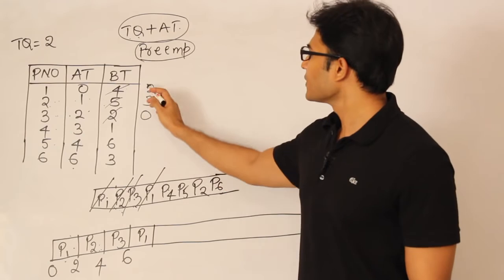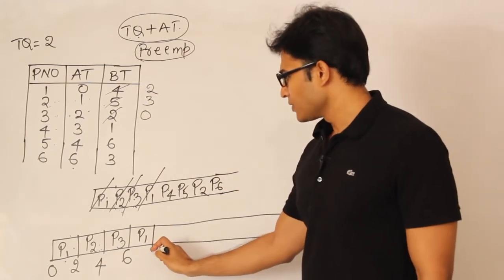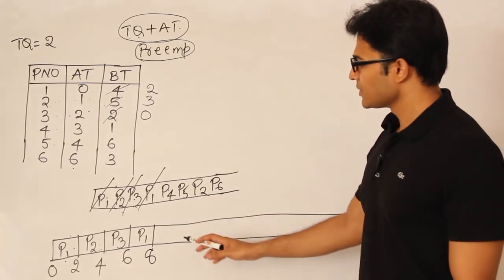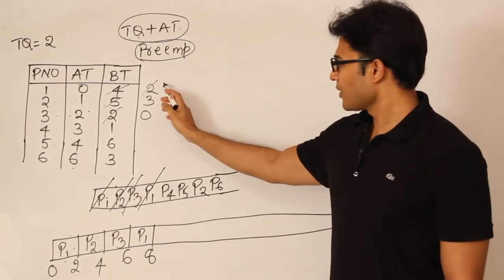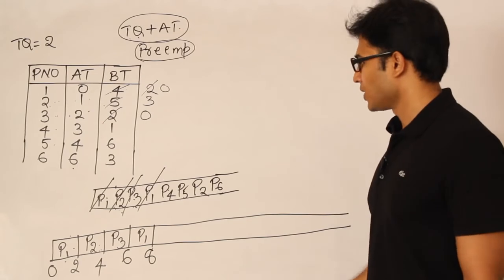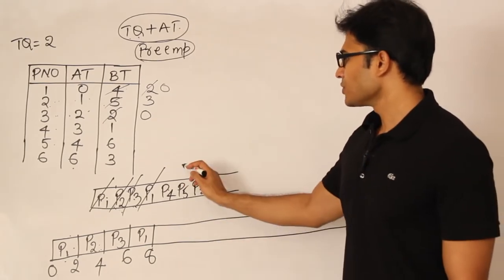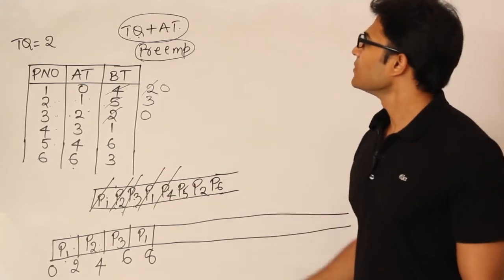And how much does P1 require? 2 units. Yes, you can run it for 2 units because the time quantum is 2 units. And now after these 2 units, its requirement is over. I mean, it has run to completion. Therefore, you need not add it back. And what is the next one that has to be chosen? P4.